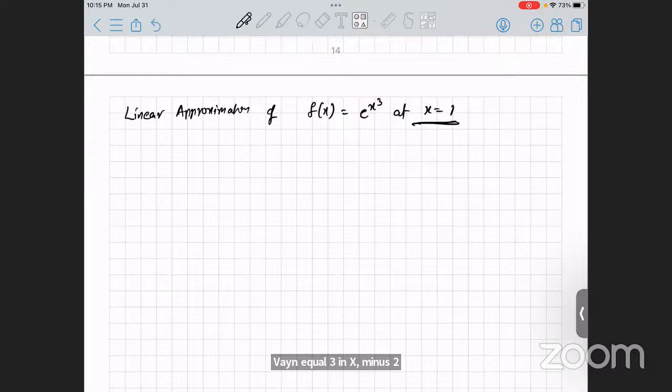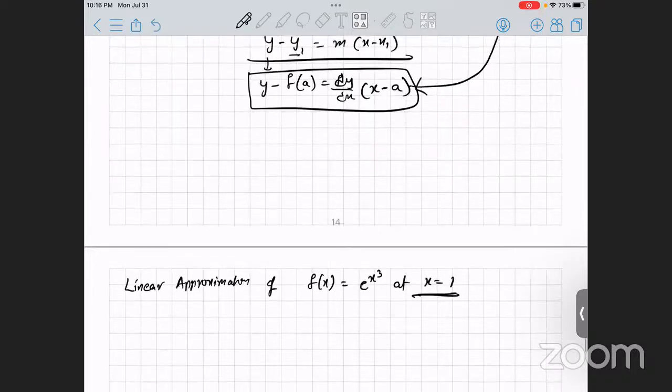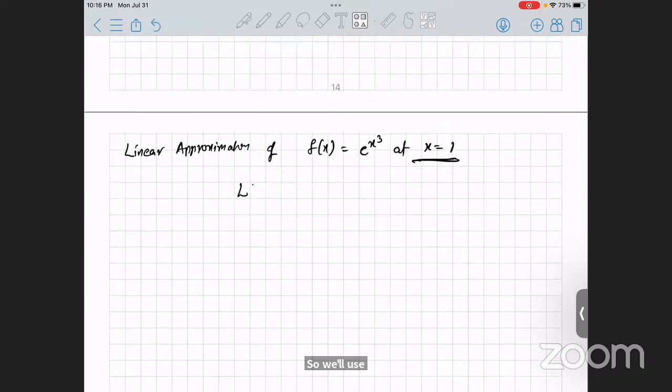I will solve it. I just prepared the question now. So we will use this formula: L of x equal to the linear approximation, f of x equal to f of a plus dy by dx into x minus a.